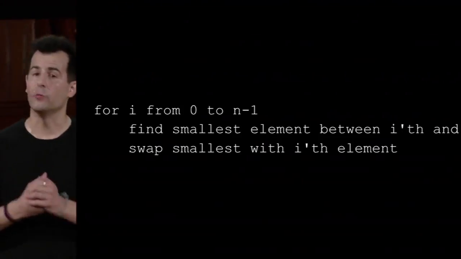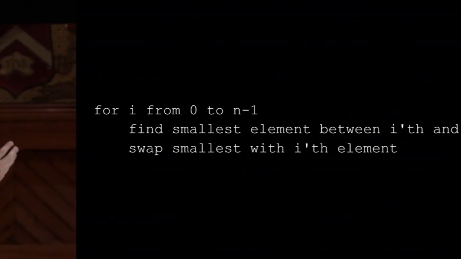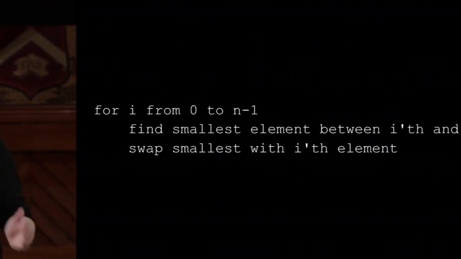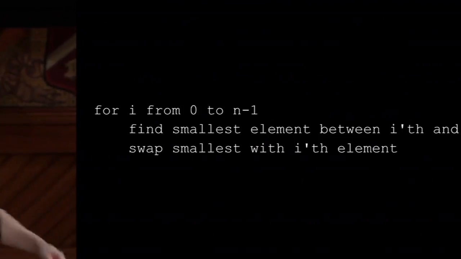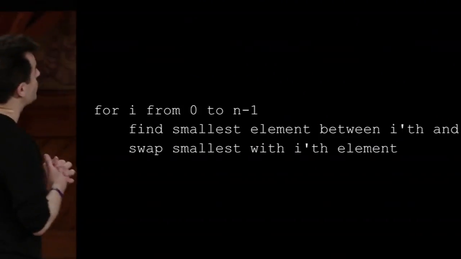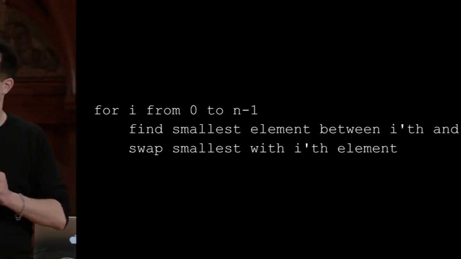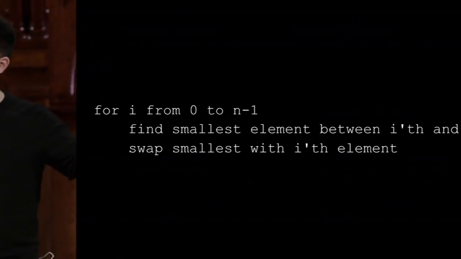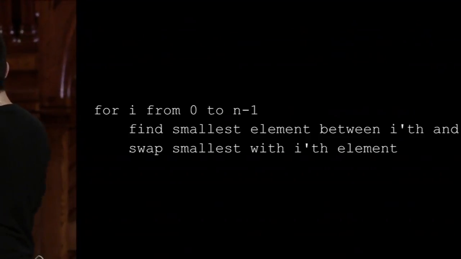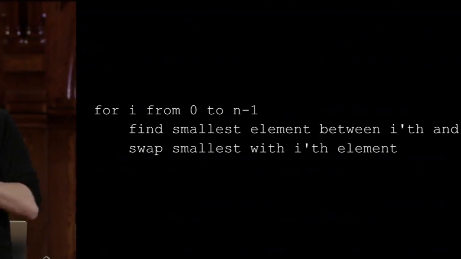And that was the second algorithm we did with our 8 volunteers here. For i from 0 to n minus 1. So this time, all the way through the end of the list, find the smallest element between i and n minus 1. So between those two ranges, the beginning of your list and the end. And then swap the smallest with the ith element. So what does this mean?